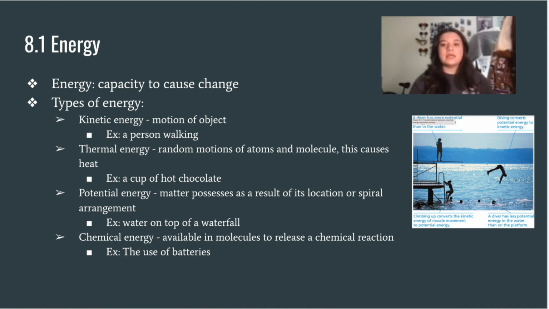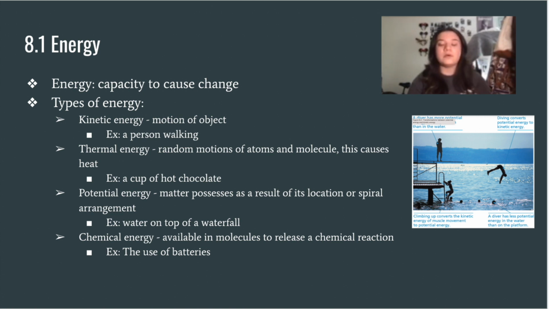Thermal energy is the random motion of atoms and molecules, and those reactions cause heat. An example of this is a cup of hot chocolate. Potential energy is the energy matter possesses as a result of its location or structural arrangement, and an example to understand this is the water on top of a waterfall.